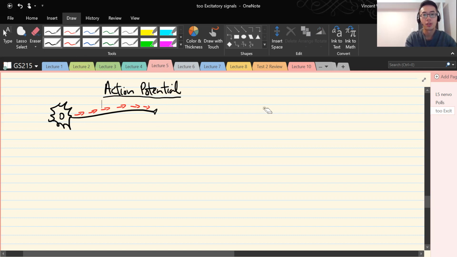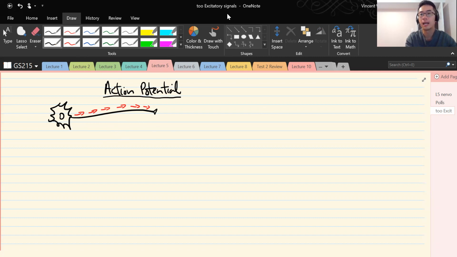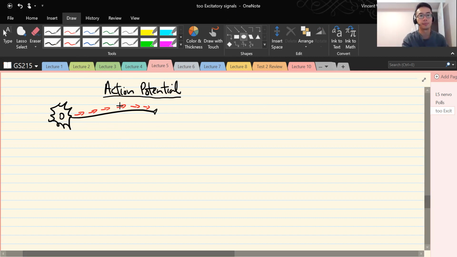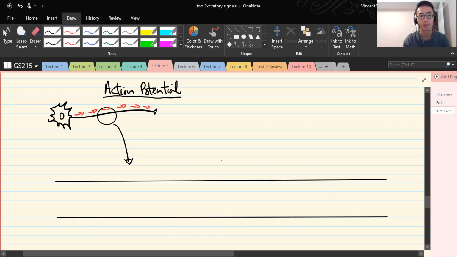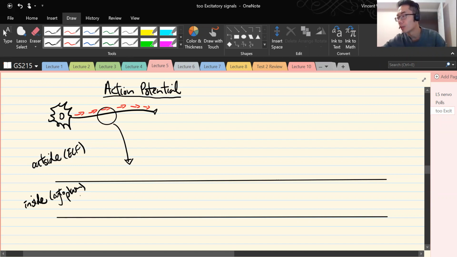Okay, so a couple of things to understand, and again, I encourage you to draw this out to help you understand it. So we're going to zoom in on the axon of a neuron. Okay, so this is the axon membrane. We have the outside, and then we have the inside. Right, so outside would be the extracellular fluid. The inside would be the cytoplasm, right? So I'll give you a moment to draw that.